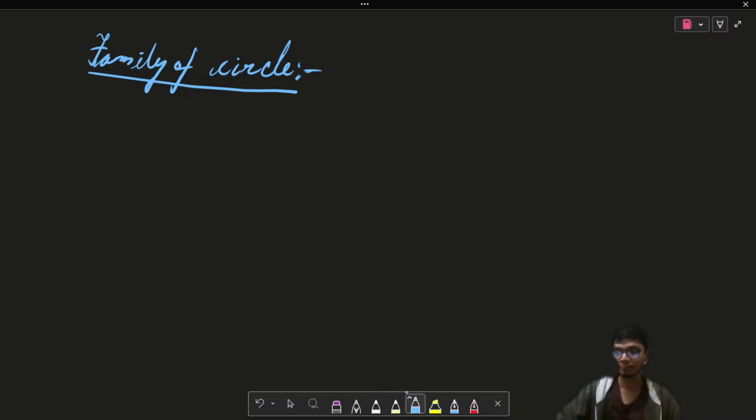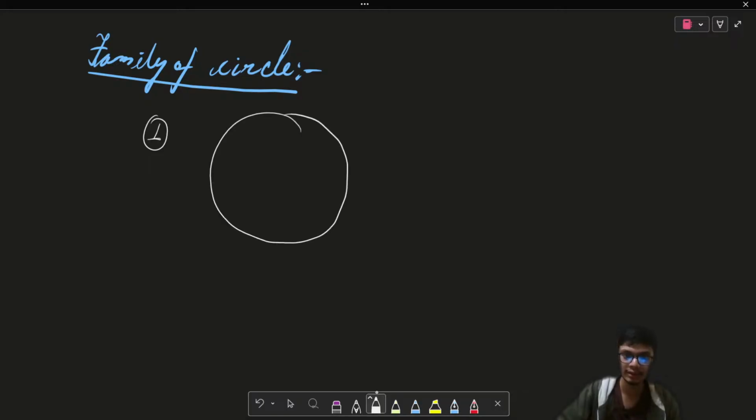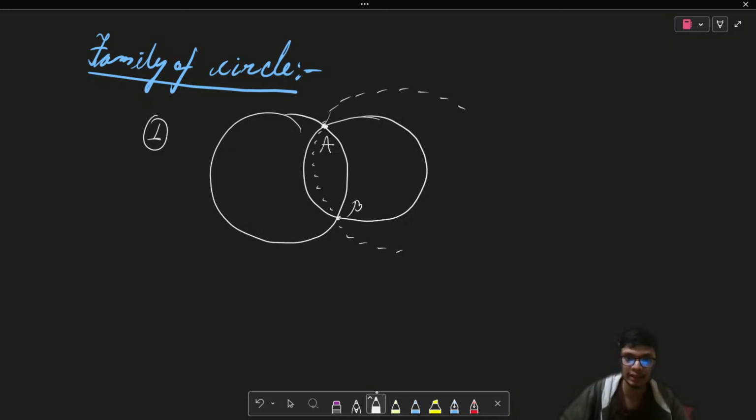So the simple concept of a family of circles is that, let us say we have two circles intersecting each other, and I want to form another circle, or a set of circles, which have the same points of intersection. Let us say these points of intersection are A and B. If I want to draw another circle passing through point A and point B, let us say the two circles are given as S1 equal to 0 and S2 equal to 0.